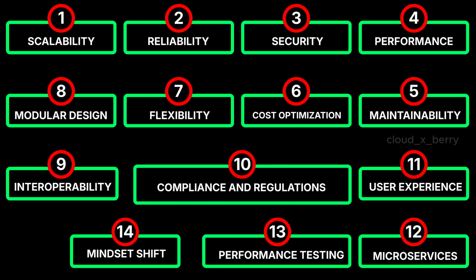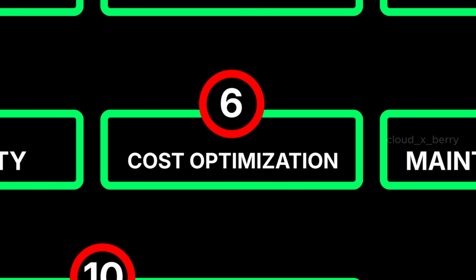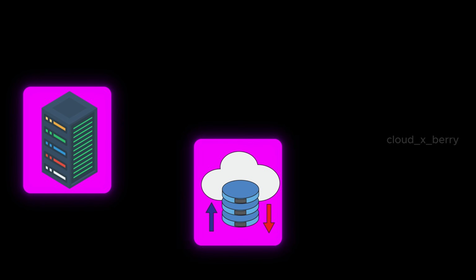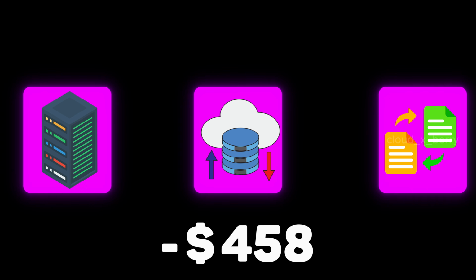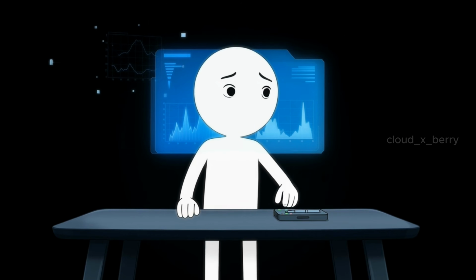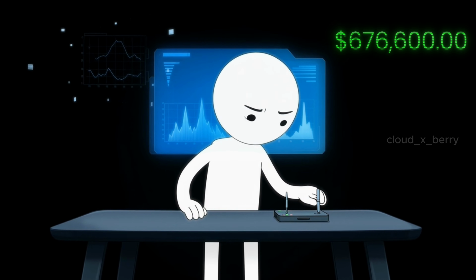Now, something people often overlook is cost optimization. In real life, everything costs money. Servers, storage, data transfer, everything adds up. A good architect balances performance and cost. There is no point building something powerful if it becomes too expensive to run.